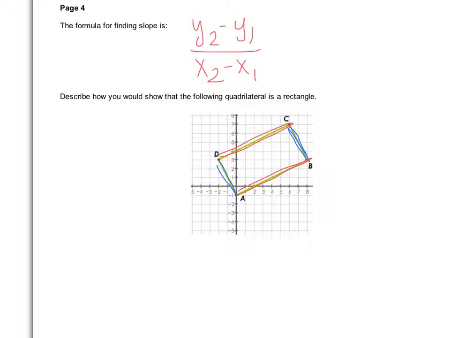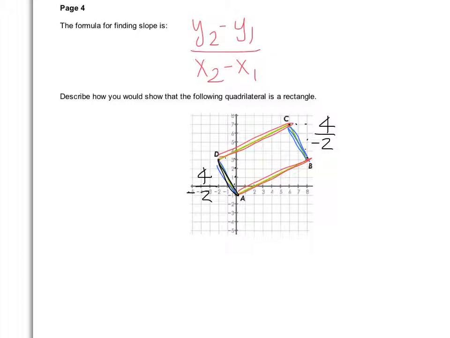So to find the slope of AD, I would have to go up 1, 2, 3, 4, and over 2. So the slope here would be 4 over 2, and it is negative because I went left. For B to C, I would have to go up 1, 2, 3, 4, and over 2. So again, the slope is 4 over negative 2. Now I've got to find the slope of the other one.